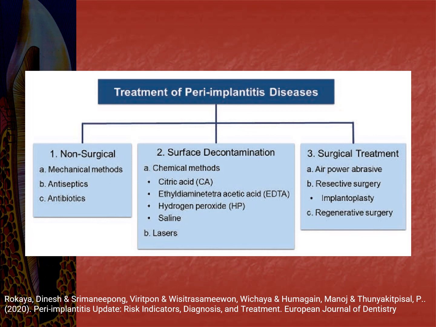has classified the treatment of peri-implantitis diseases into three groups. The first one is non-surgical, which consists of mechanical methods and usage of antiseptics and antibiotics. Then surface decontamination, that includes decontamination using chemicals as well as lasers. And finally, surgical treatment, which includes air power abrasive, resective surgery, and regenerative surgery.